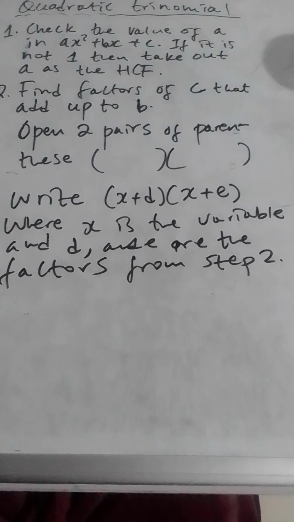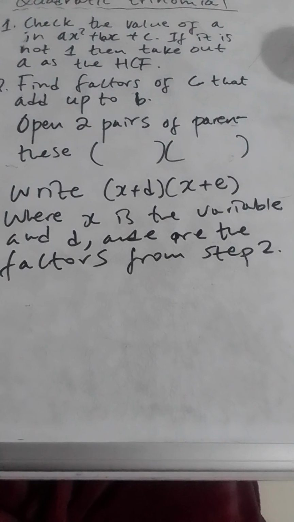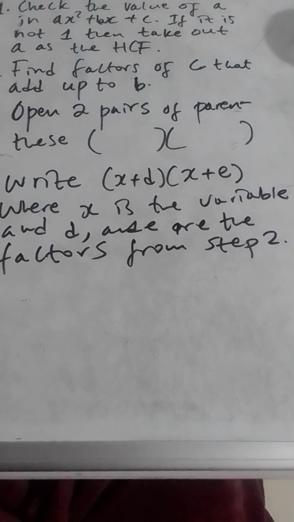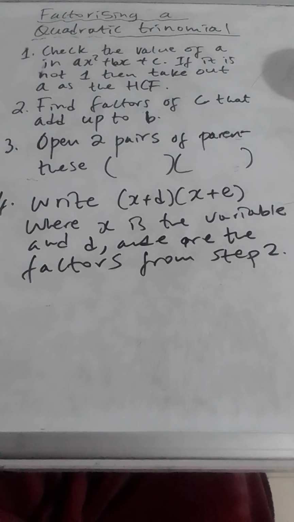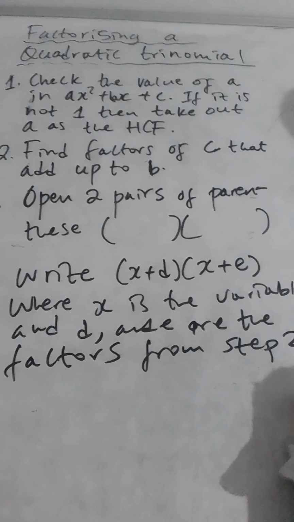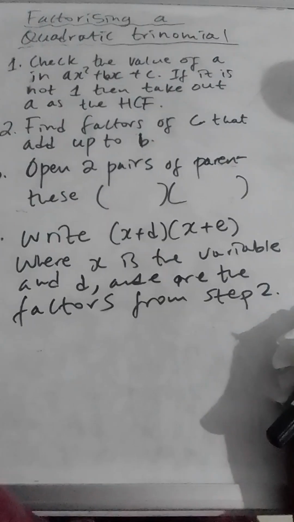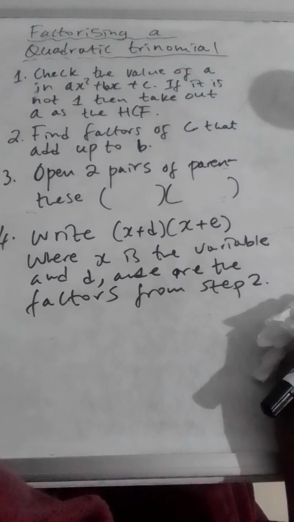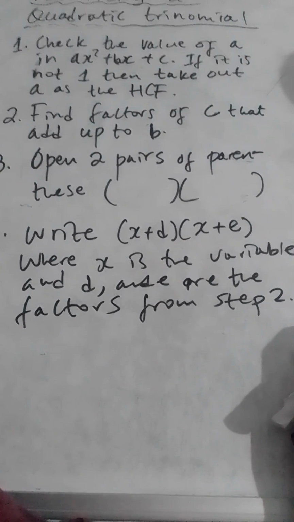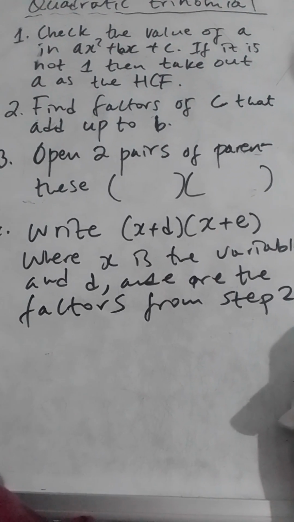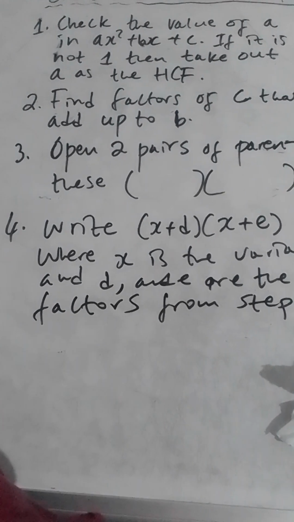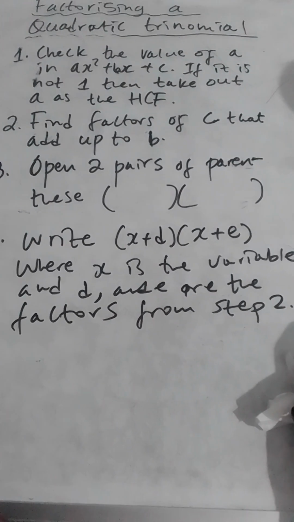Then, from there, we open two pairs of brackets or parentheses, and then we write x plus d into x plus e, where d and e are the factors we found in step 2, and x is our variable. Okay. If you rewrote an expression that was given, that was not in the form ax squared plus bx plus c, then the x would be replaced by whatever you rewrote into that form. Okay, so 4 steps, simple.